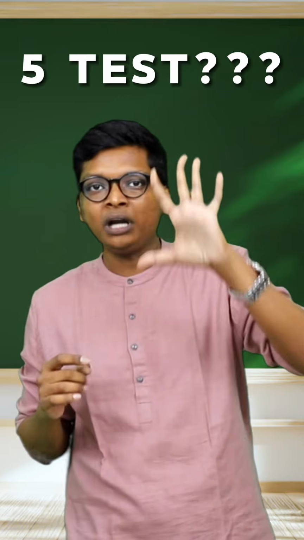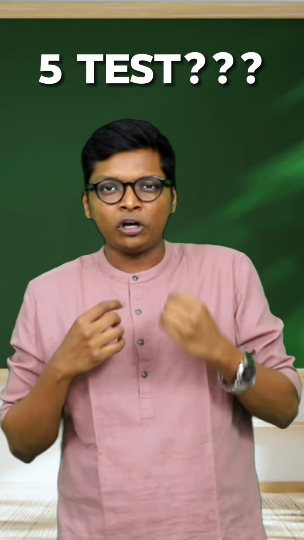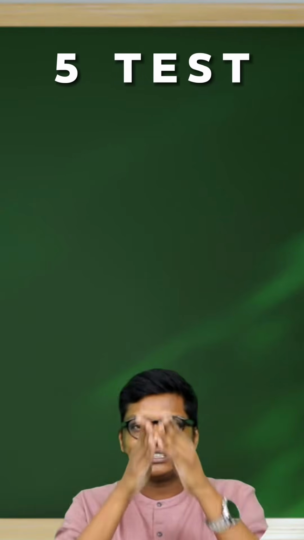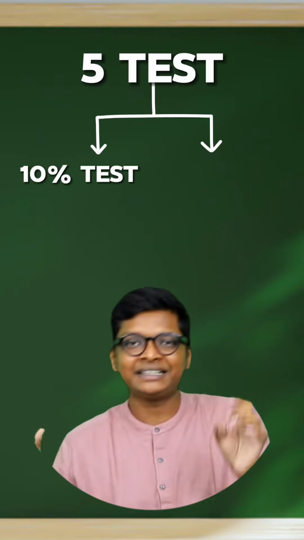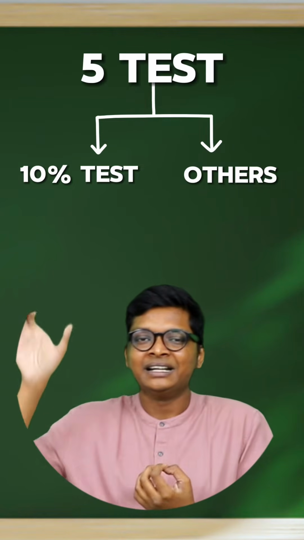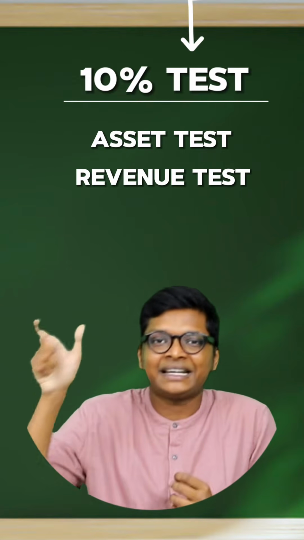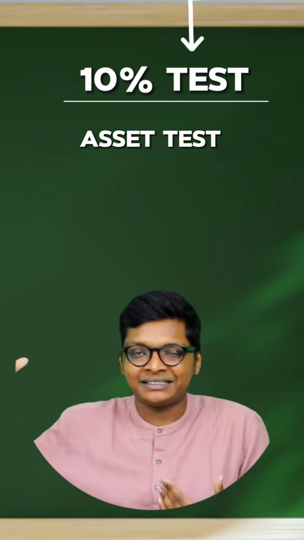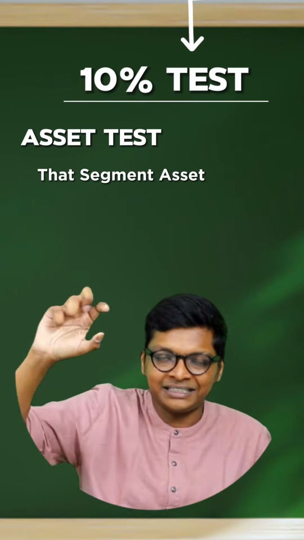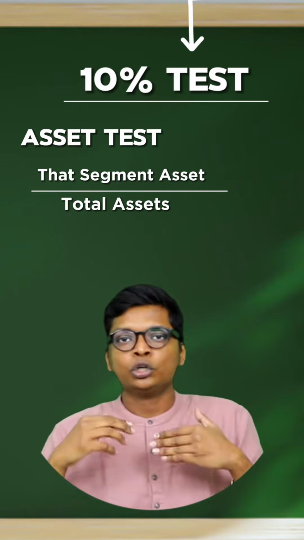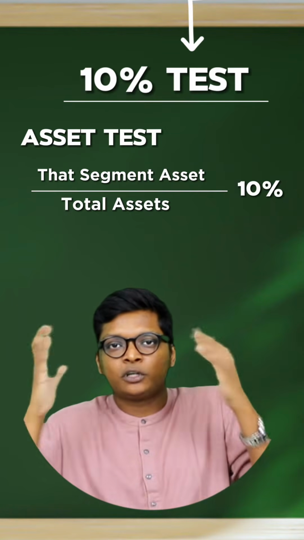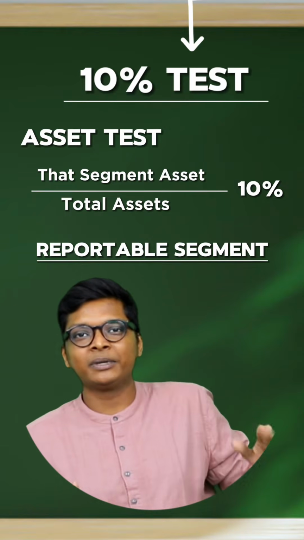Now the most important thing, if you have stayed till here, is what are the 5 tests. In exam, they always ask these 5 tests. We classify these tests into 2 parts: 10% test and others for my discretion. In this 10% test, we have asset test, revenue test and result test. It's simple. Asset test: segment assets divided by total assets should be at least 10% of the whole company, then it becomes a reportable segment.